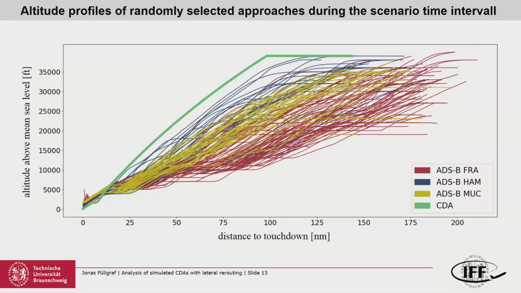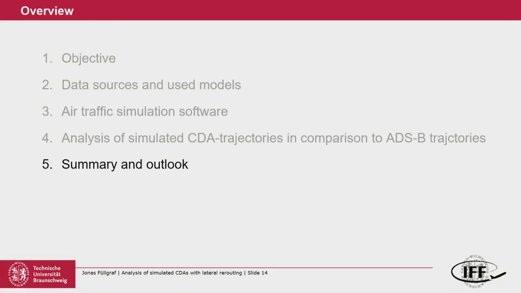Finally, I would like to show you some altitude profiles of the different airports. As you can see, the profiles of Frankfurt in general are a little bit lower than the profiles of Munich and Hamburg. The difference of the optimal CDA profile, here depicted in green, is in total higher than the difference of the profiles from Munich and Hamburg. This could be an explanation why the optimization potential at the Frankfurt airport is higher than the potential at the other ones. Okay, so summary and outlook.